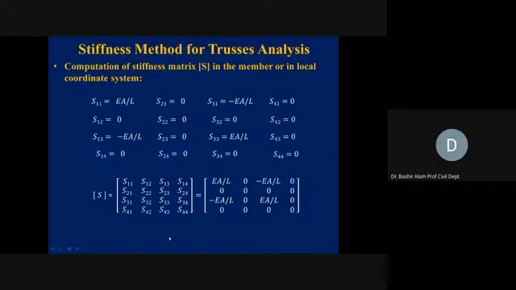And this is the local stiffness matrix. This is the stiffness matrix. Here you can see computation of the stiffness matrix in the member or local coordinate system. So this is the configuration of a pin jointed element.